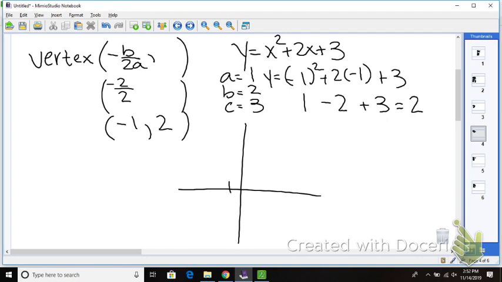So I've got negative 1, positive 2. That's my vertex. The other thing we're going to find when we do this is our y-intercept. To find your y-intercept, you're basically plugging 0 in for x and finding what y equals. So if I plug a 0 here and a 0 here, that all goes away. The y-intercept is always going to be whatever that c term is. So our y-intercept is 3, which means that's where it's crossing the y-axis. So I'm going to put a dot there and then draw my graph.